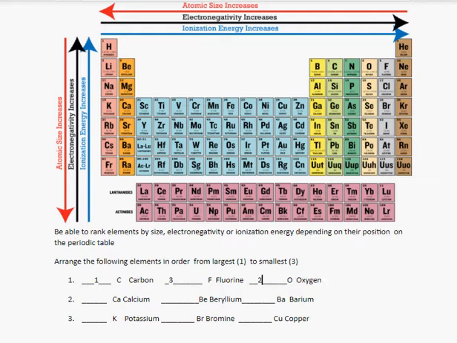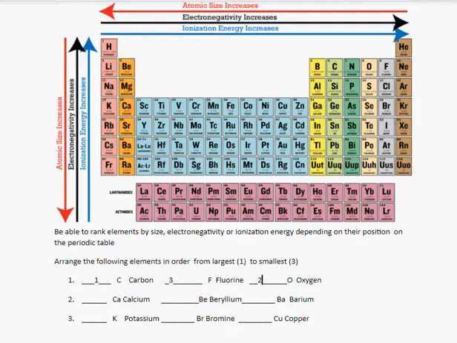Now let's take a look at calcium, beryllium, and barium. Well, if you hunt around, they're all in the second column. Beryllium's at the top of the column. And then calcium is 2 down from that one, and then barium is 2 down from that one.